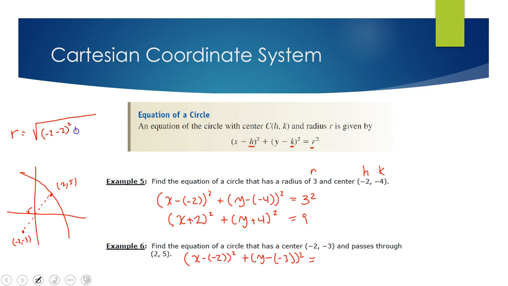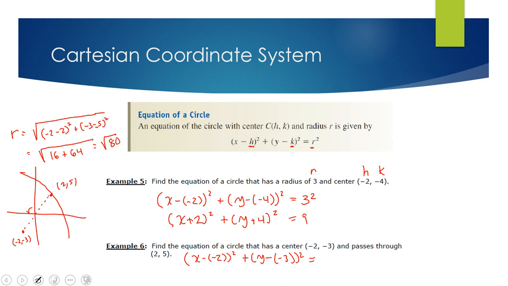-2 squared plus -3 minus 5 squared equals, I'm going to have -4 squared, which is 16. I'm going to have -3 minus 5 is -8 squared is 64, which basically gives me the square root of 80. Not a perfect square, but here's the good part about it.